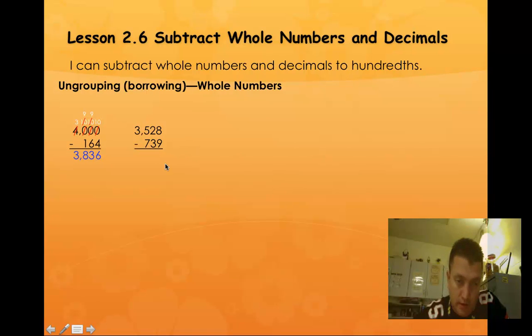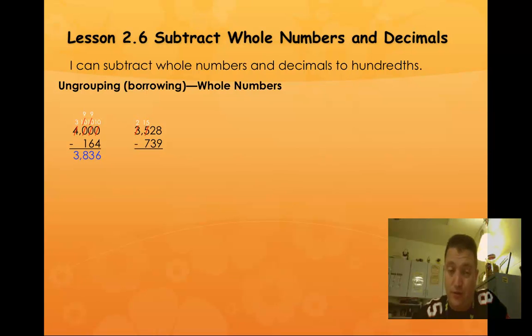Here we go. Next number. 8 take away 9. No. 2 take away 3. Nope. 5 take away 7. Nah. Sorry, still can't do it. Here we go. So I got to go all the way out to the thousands again. I'm going to borrow 1 from my 3,000. I'm going to turn that into 2,000. I'm going to take the one I borrowed and turn it into 10 hundreds.